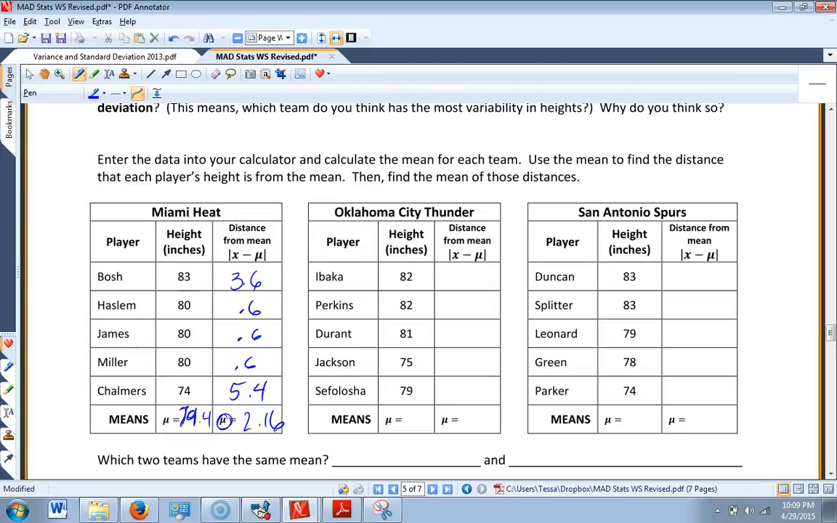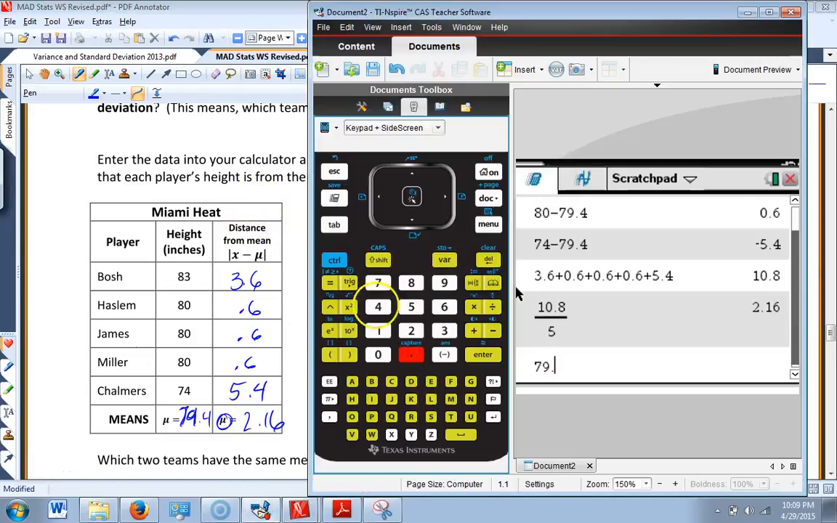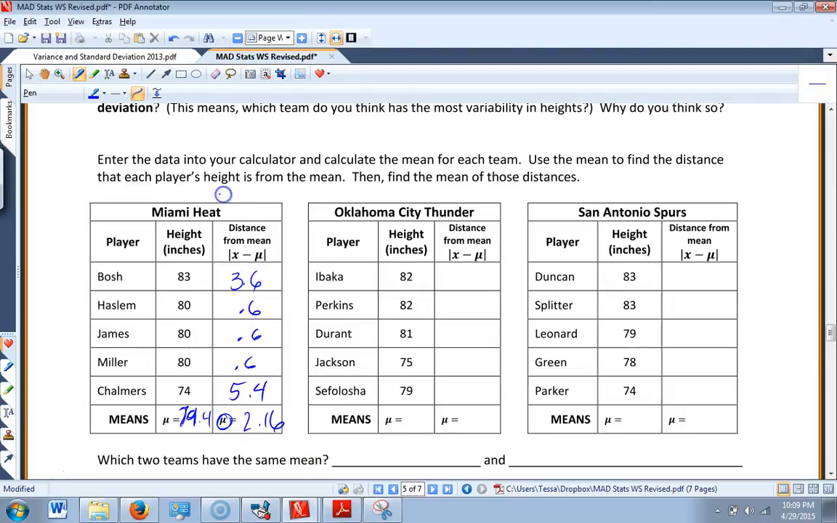So if my test average is an 85, that means that if I take a test, I can pretty much expect to score within 2.16 of that. I'm usually about 2.16 away. I'm within a window of 2.16 on either side of the mean. So I'm either going to be 79.4 minus 2.16, which is 77.24.